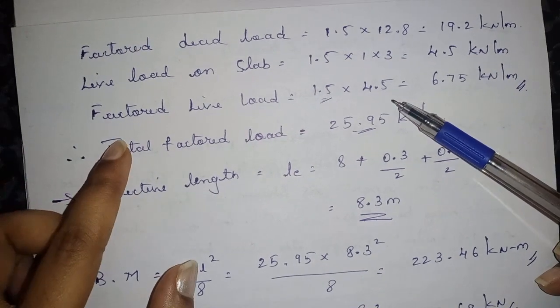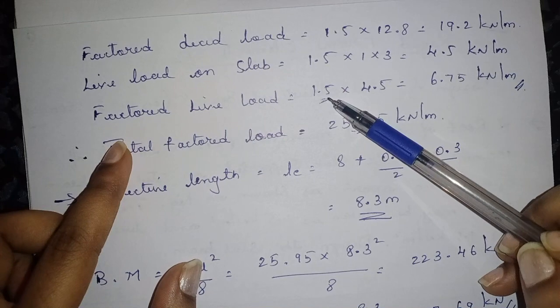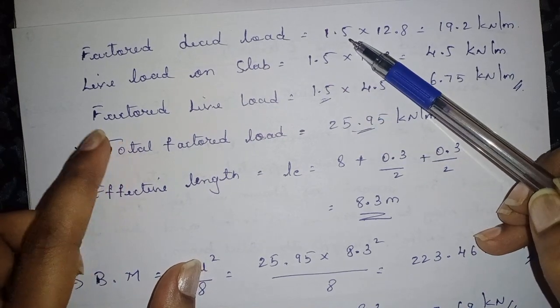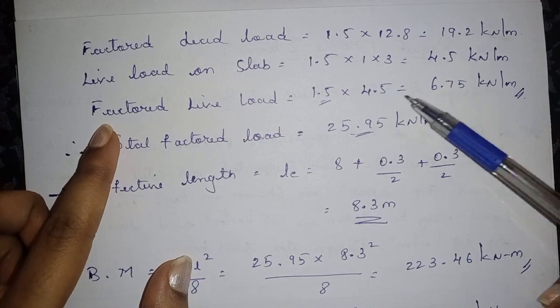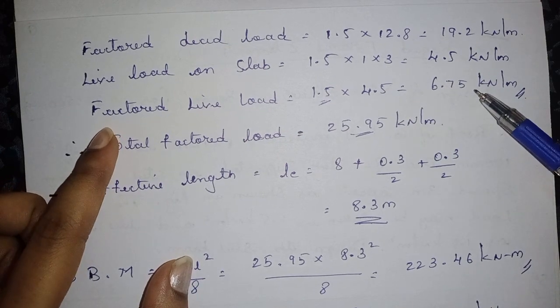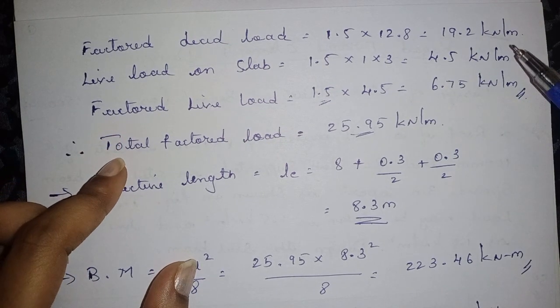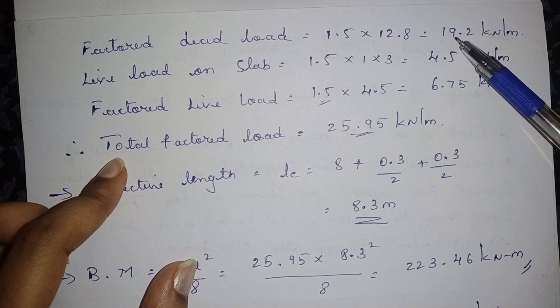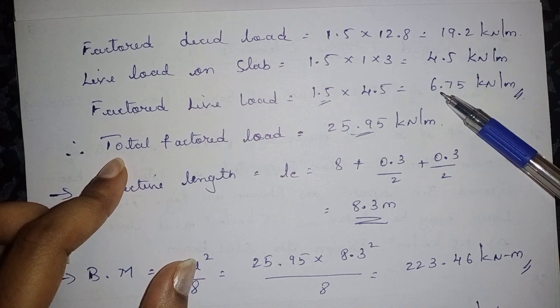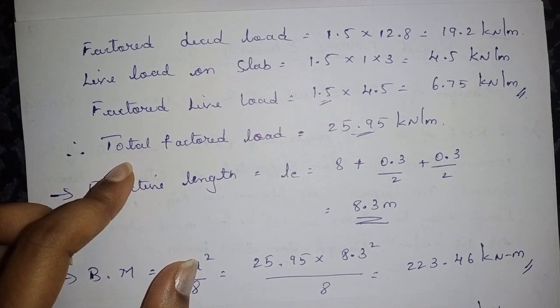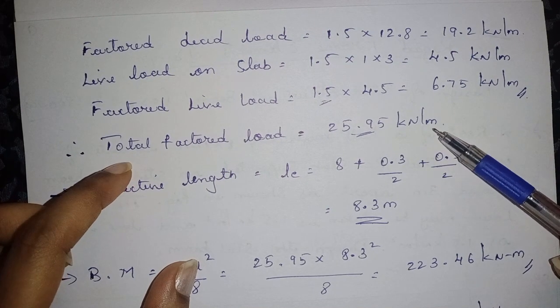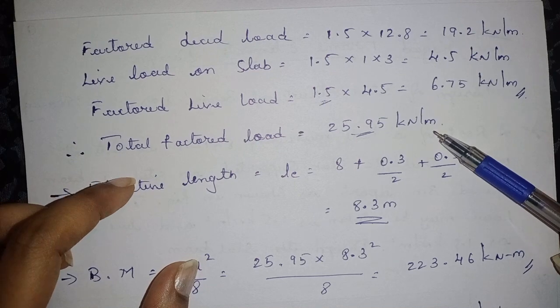Next, the factored live load. This is also a factor of safety; we are factoring the working load. So we will get 6.75 kilonewton per meter. Add up everything, that is 19.2 plus 6.75, which gives 25.95 kilonewton per meter. This is the factored loading.